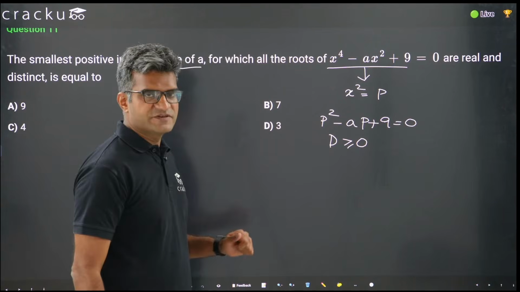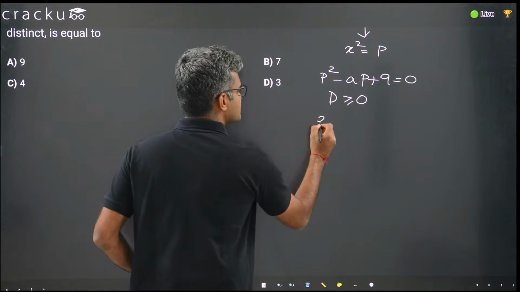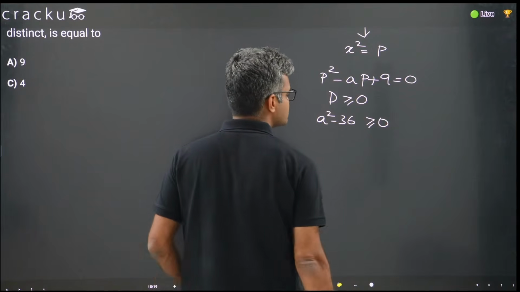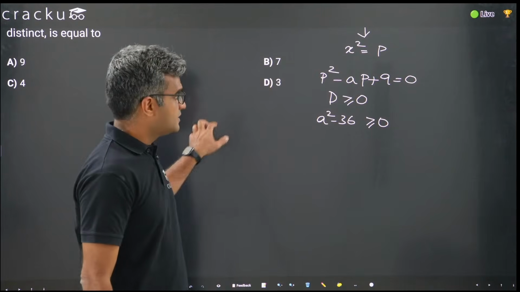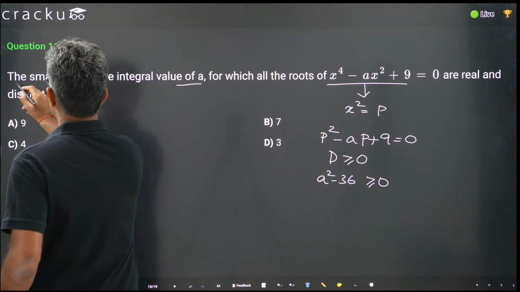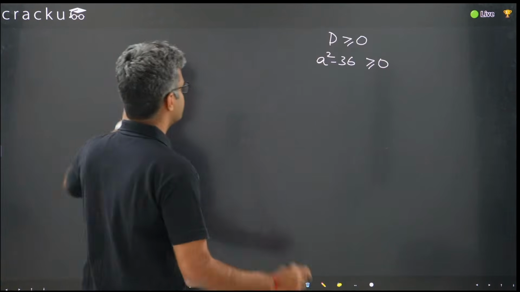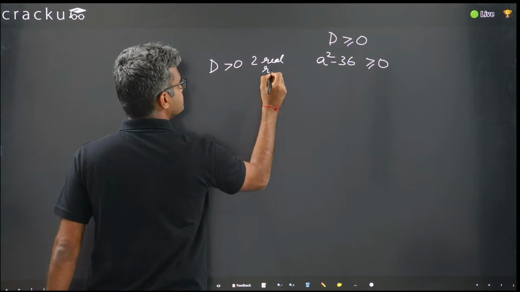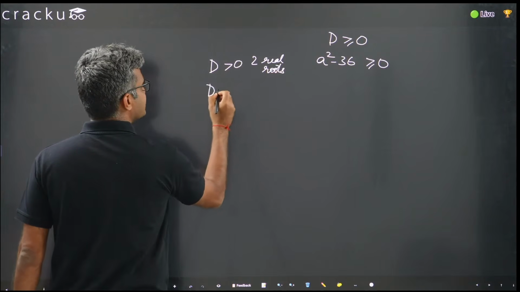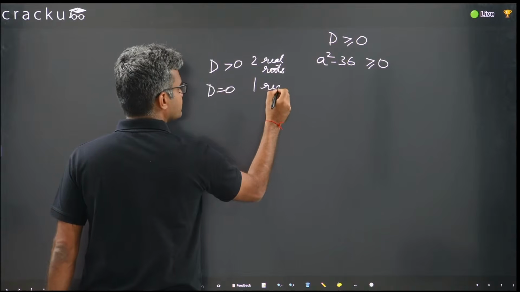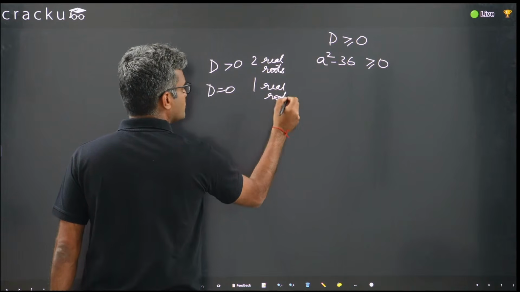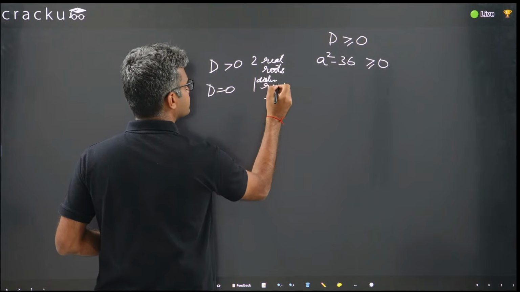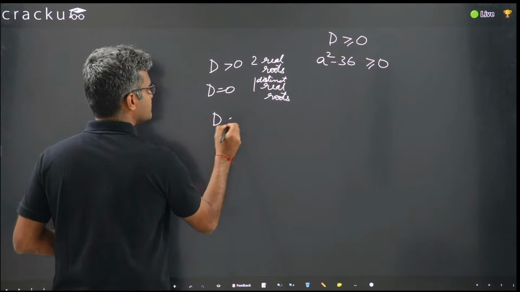And what is the discriminant of this given quadratic equation? The discriminant is a square minus 36. So we want a square minus 36 to be greater than or equal to 0 for the roots to be real. But we also want the roots to be distinct. Remember what we discussed. If d is greater than 0, we will have two real roots. If d is equal to 0, we will have one real root, or both the roots are basically equal to each other, so we will have one distinct real root. If d is less than 0, we will have no real roots.